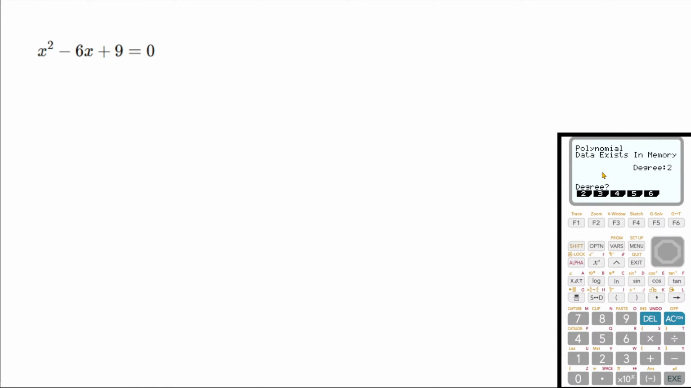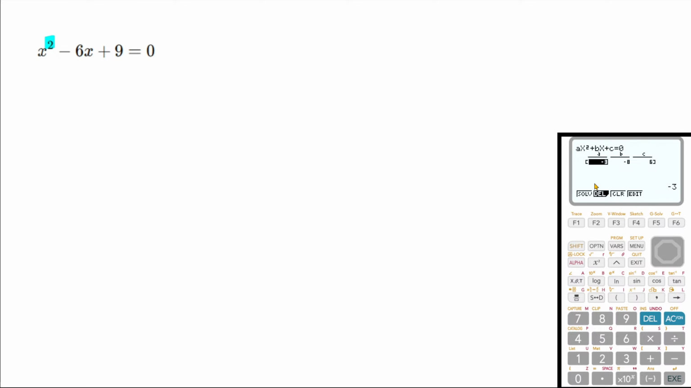Okay. And now what degree do we have? Well, the degree is the highest power. So the highest power here is the squared term. Yeah, so we have a 2. So we're going to press 2. Once we have this, you can see at the top that we have ax squared plus bx plus c equals 0, just like in our formula sheet before.